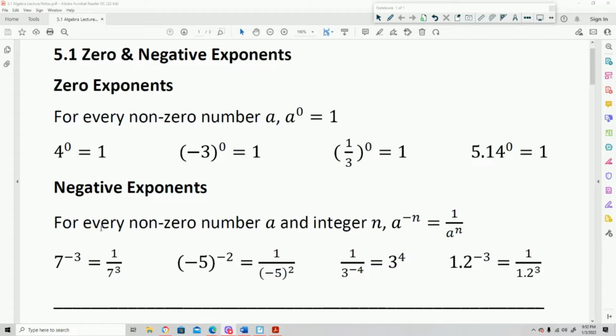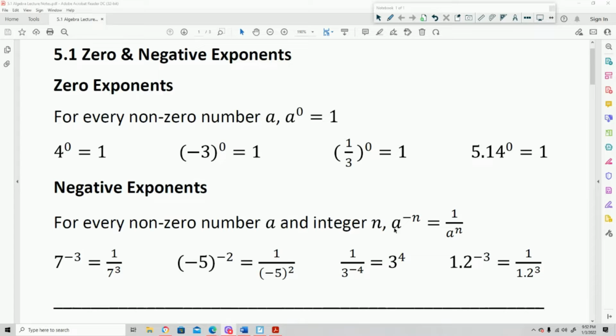For negative exponents, for every non-zero number a and integer n, a to the negative n power is equal to 1 over a to the n. Basically, it's the reciprocal or the multiplicative inverse. So if I see a negative exponent, the way I like to explain it is it needs to move. If it's in the numerator, the negative means to move it to the denominator. If the negative exponent's in the denominator, the negative means to move it to the numerator. So a negative exponent, to simplify it, needs to move.